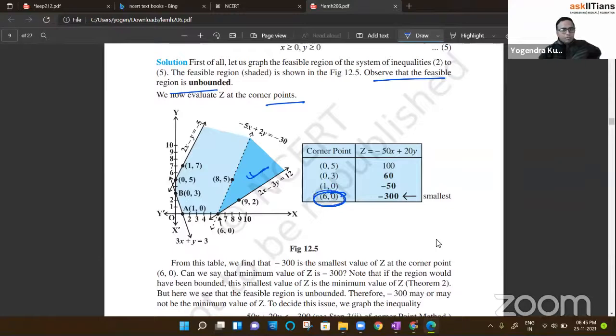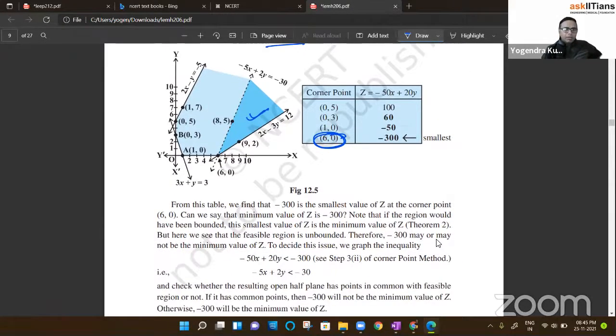So what we do actually, we look for one more point. Okay, see here. From this table, we see this is the smallest value, right? Can we say the minimum value is this? Now, this graph is available further also, so we will see one more point. We will observe there.